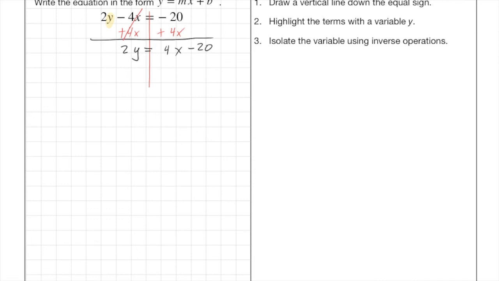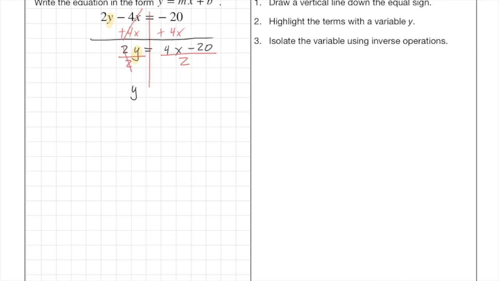Now, we know that we are going to highlight the y because that's what we're trying to leave by itself. The operation that is happening between the 2 and the y is actually multiplication. So this is a 2 times y. So the inverse of that is going to be dividing by 2. So I'm going to divide both sides by 2. When you divide 2y by 2, you're only going to be left with y because the 2's cancel out.